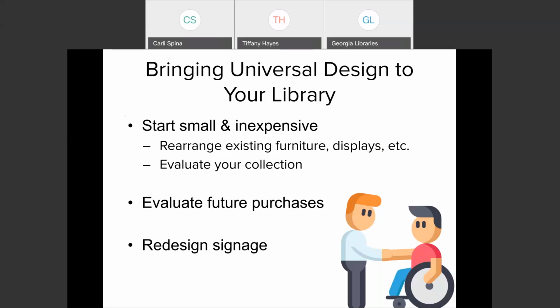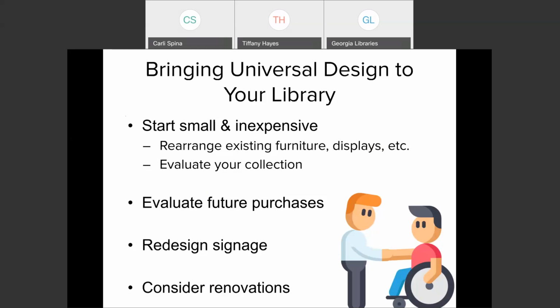Redesigning signage is another really great way with relatively low cost to have a great improvement. Cutting down on jargon, cutting down on acronyms, increasing the number of ways that you use symbols to convey the information for somebody who's just looking at a glance. All of these can make your library much easier to use for everyone. And they really can be quite inexpensive, since it really just costs the price of reprinting a sign.